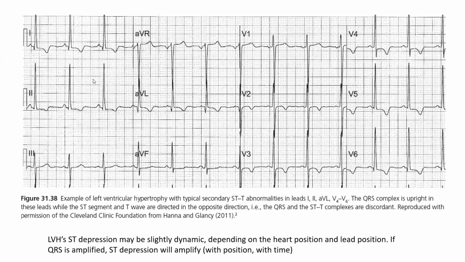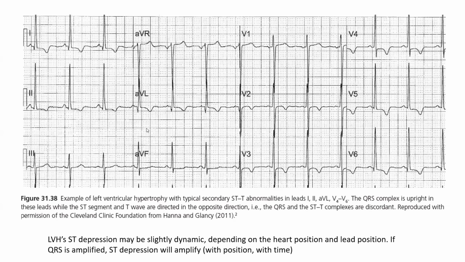If you make the patient lie on his left side, the ST and the QRS will be more pronounced in those leads because the heart is now shifting more towards those left lateral leads. The QRS will become bigger and the ST depression will become more pronounced. So you may have an illusion of dynamic ST depression in LVH, but be careful. It has to be much more pronounced to call it dynamic in the setting of LVH.